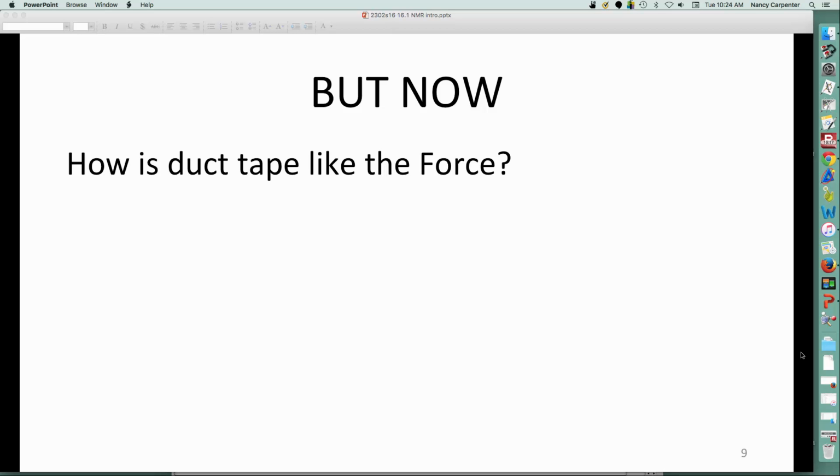But now, very important, how is duct tape like the Force? Well, it has a dark side, it has a light side, and it holds the universe together.